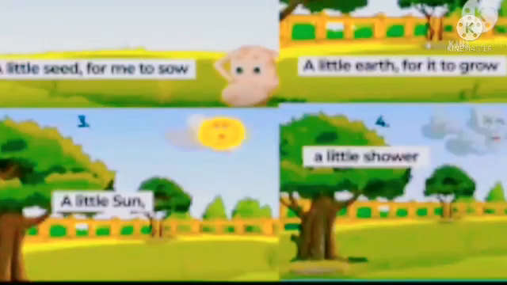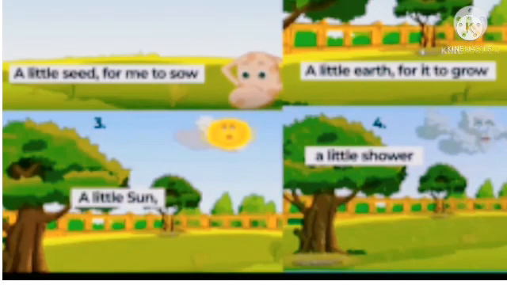So children, look at this picture. Picture number 1. A little seed for me to sow. What do we have to do with the seed? We have to sow. That means put it in the soil. And picture number 2. A little earth for it to grow. Where will I put the seed? I need a little earth because earth has soil. So I sow that seed into the earth. And what is next?